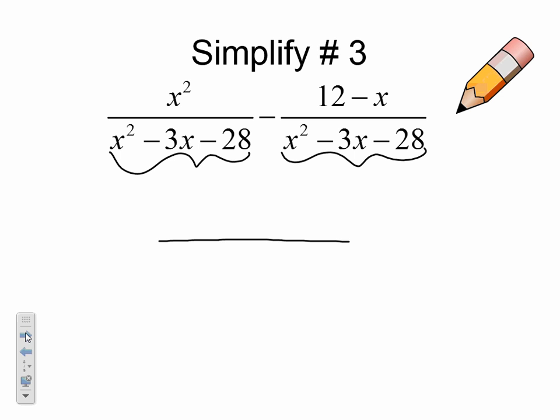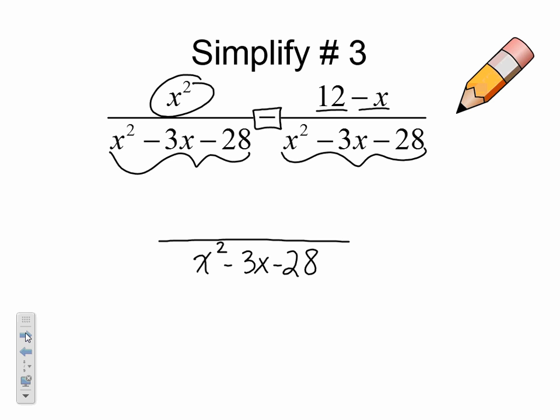So I'm going to make one big fraction here. We know the denominator is going to stay the same. Oops, 28. And then we're going to go ahead and add or subtract across the numerator here. I have an x squared and I need to subtract 12 and a negative x from that. So none of those are like terms.